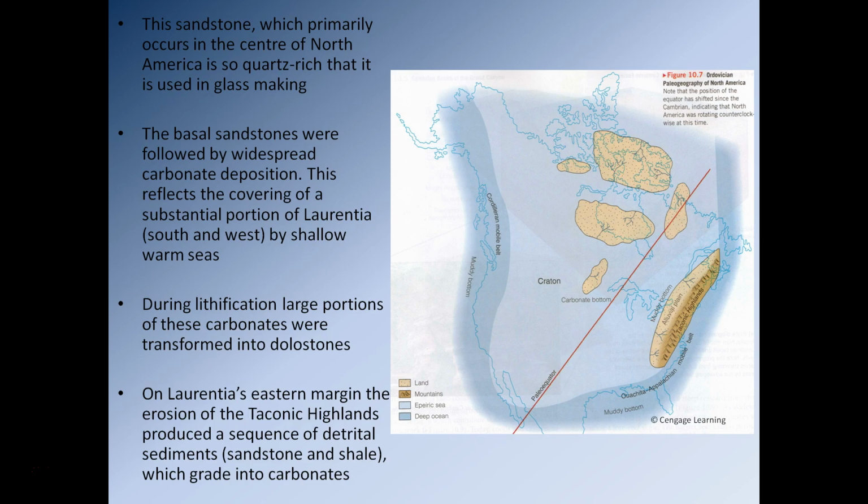So during the lithification of these carbonates, a lot of them got transformed into dolostone. So if you remember, during the lithification process, if a magnesium-bearing fluid moves through the carbonate that's being lithified, the calcite will alter to give dolomite.